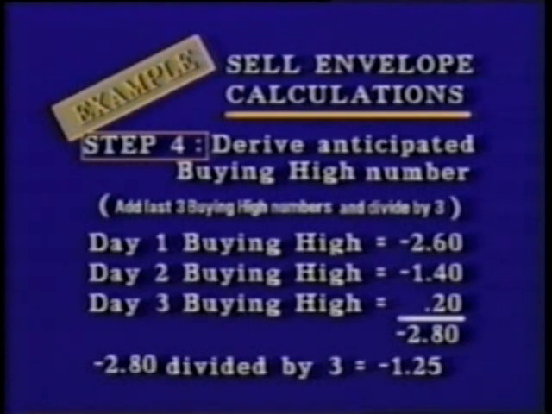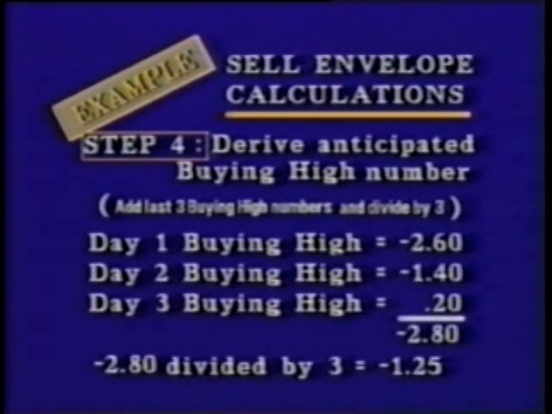Lastly, we have step 4, which is to derive the anticipated buying high number. We add the last 3 buying high numbers and divide by 3. For the sake of our example here, I'm assuming that the first day buying high was a minus number. In other words, the high on the second day was lower than the previous day's high, so it's negative. It was minus 2.60. Second day, the market was also going down, so the high was lower, and that is minus 1.40. And on this past day, it slightly exceeded the high, so it's a positive number of 0.20.